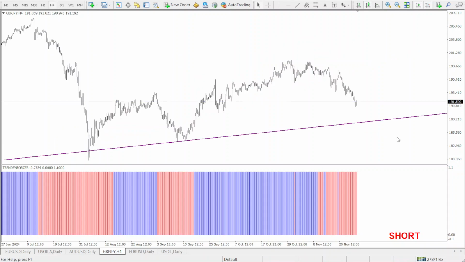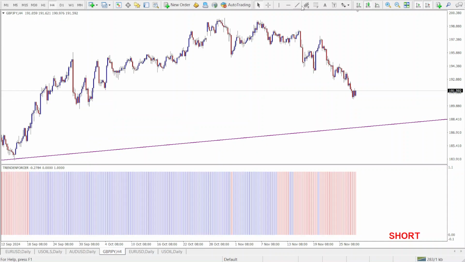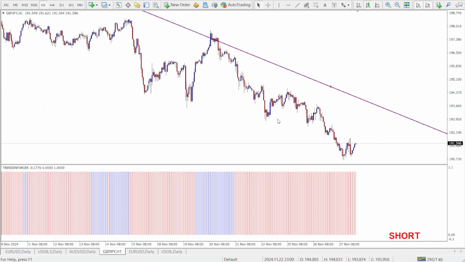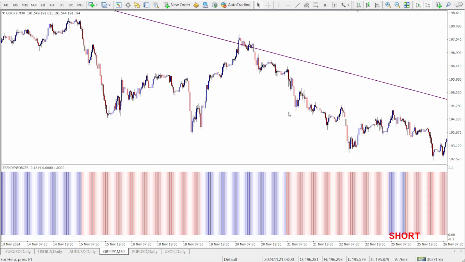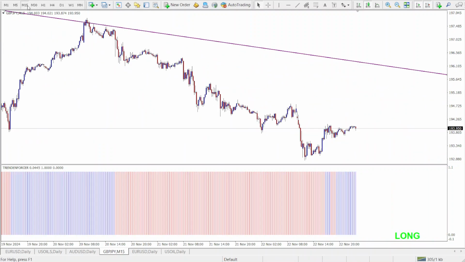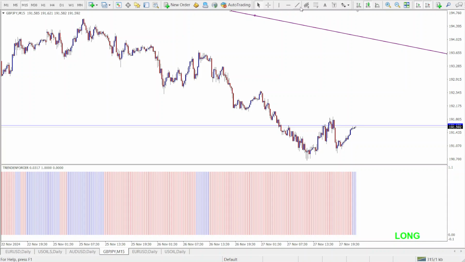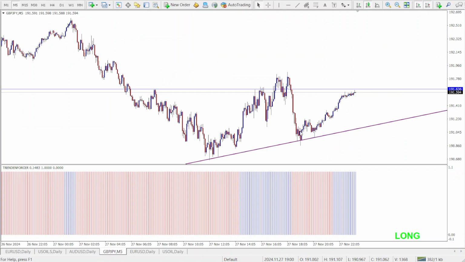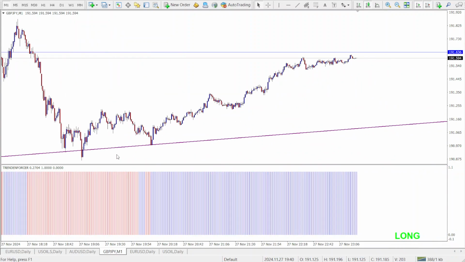If you go to a shorter time frame, we're going to be looking at the prevailing trend. In this case, it says short because this is the prevailing trend on the 4-hour time frame. On the 1-hour time frame, the prevailing trend is also short. On the 30 minutes time frame it is also short. On the 15 minutes time frame, the prevailing trend is long. On the 5 minutes time frame, the prevailing trend is long. On the 1 minute time frame, the prevailing trend is long.